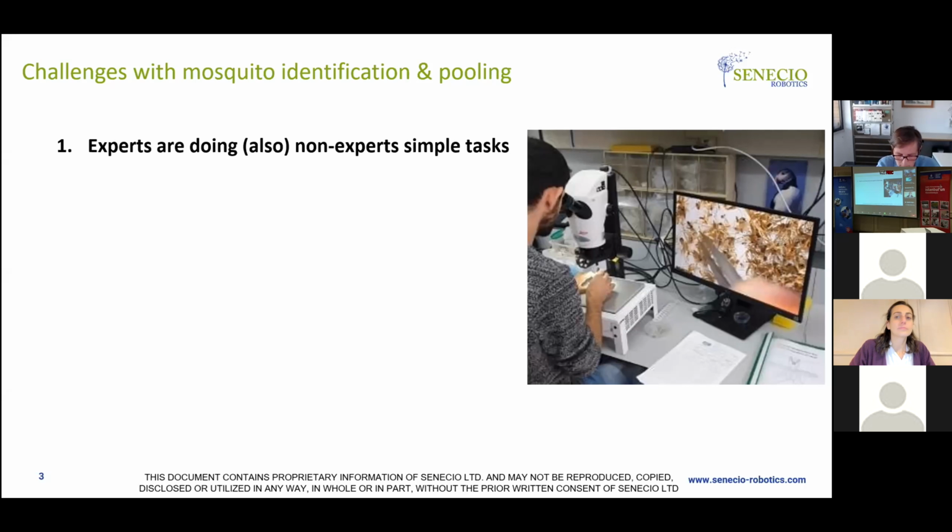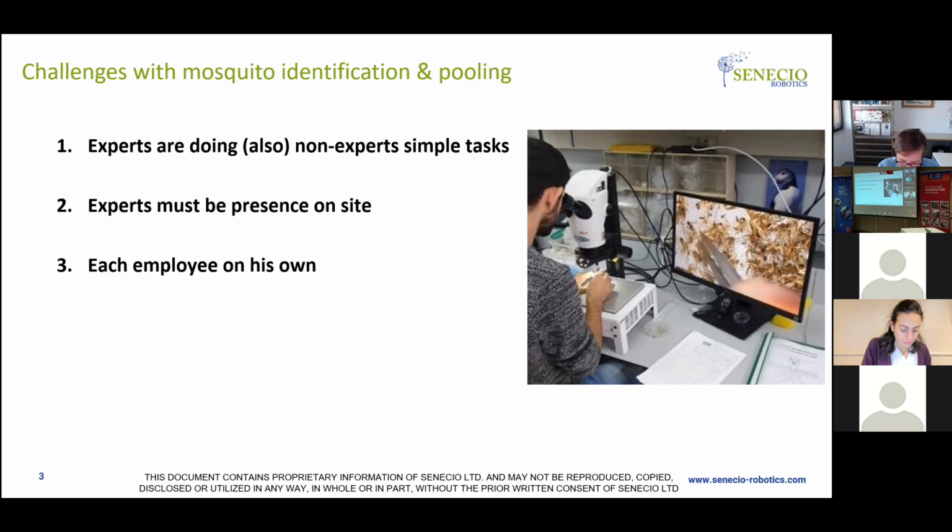For the part that requires an expert, that is the non-common mosquitoes, it's actually a very small fraction of his time. So the expert is not utilized at its best. This is one thing. The experts today must be present on site. You cannot work remotely from your home. You must have an expert on site, even though many of these tasks do not require an expert, as I just explained earlier.